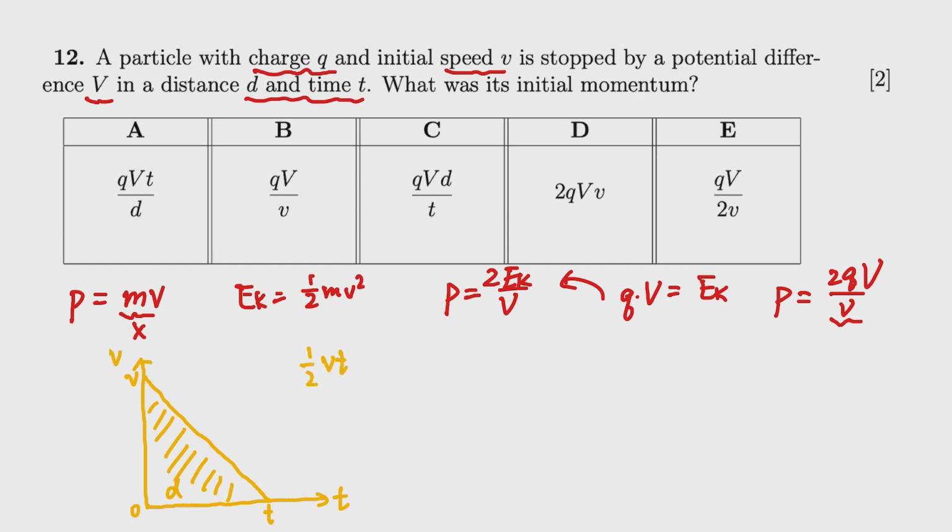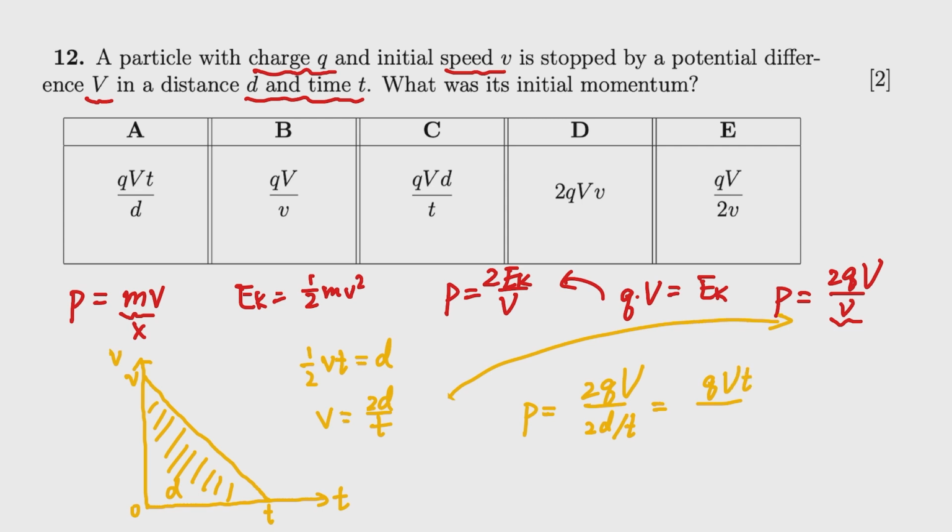Therefore, d can be calculated by the area of a triangle, half vt. We can rearrange that to give v equals 2d over t, and then put it back into the previous expression. So P equals 2qV over 2d over t, and we can put t on the top of the fraction, so that's going to be qVt over d, which means option A is the correct answer.